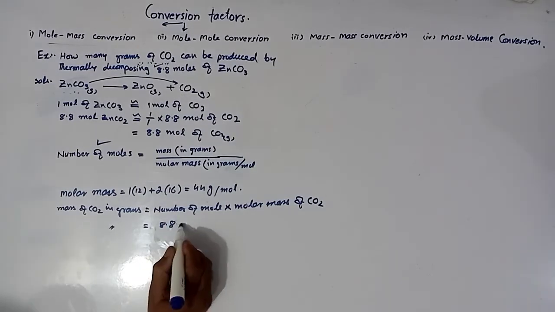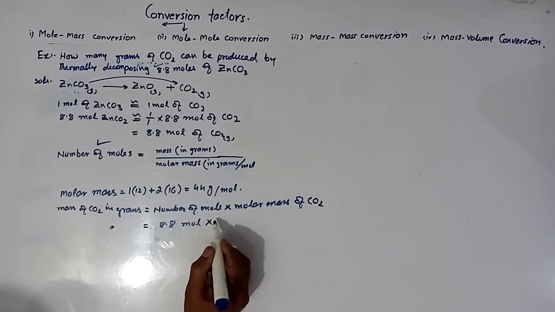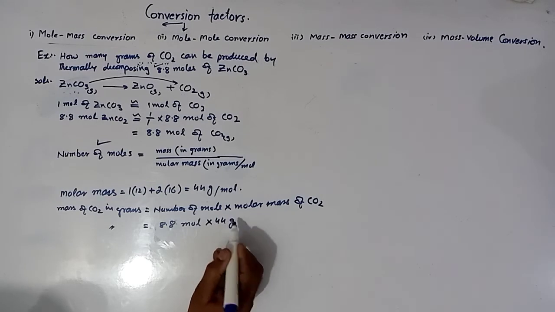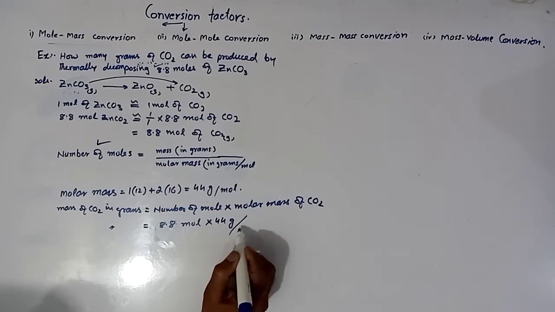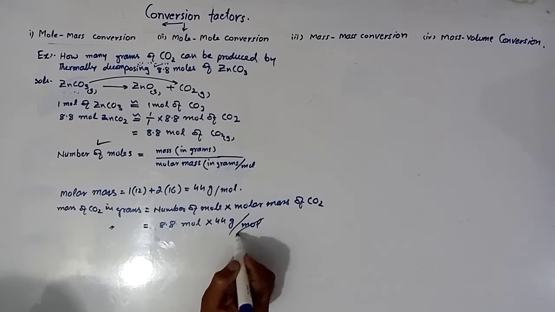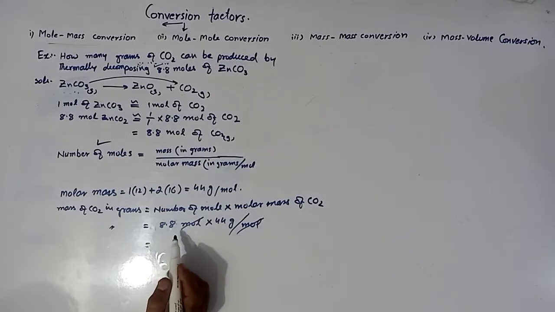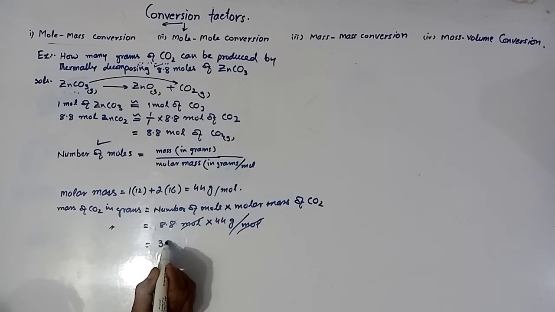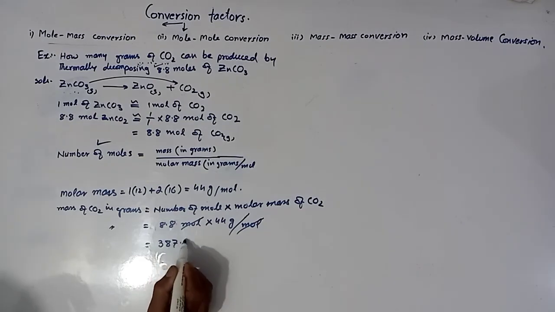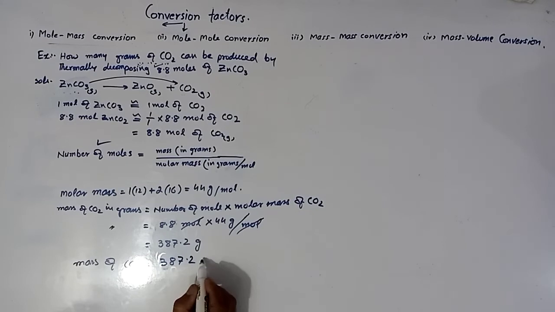Now put the values: 8.8 moles into 44 grams per mole. Now cross the moles with the moles. Now multiply 8.8 by 44. We get the value of 387.2 grams. So the mass of carbon dioxide is 387.2 grams.